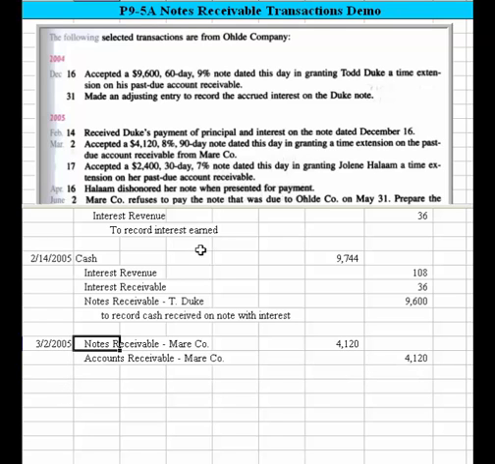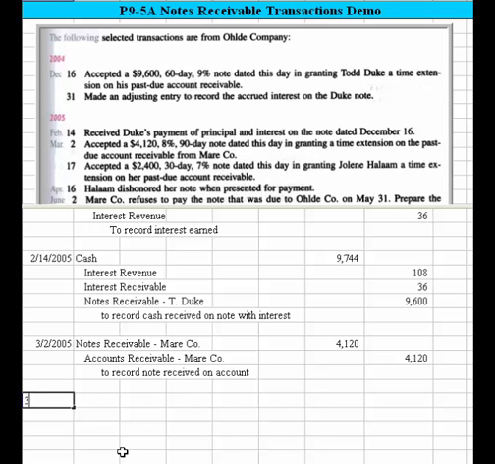Let's put all these in the proper format. Probably indented enough, and now we will say to record note received on account. And indent that the proper amount. Okay, that takes care of our March 2nd transaction.